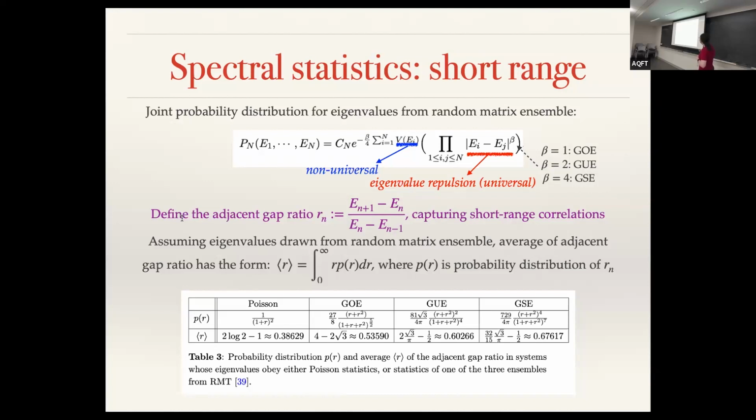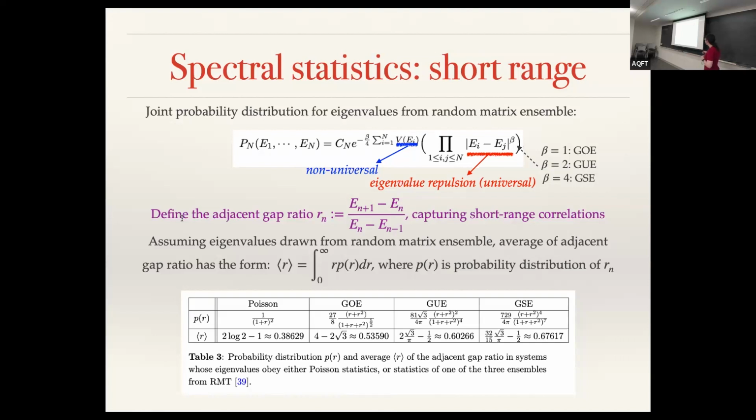Then we studied short range correlations by considering something called an adjacent gap ratio, which basically captures the statistics of nearest neighbor eigenvalues. So if we define this R sub n to be the difference between the n plus 1 eigenvalue and the nth eigenvalue divided by the difference between the n and the n minus 1 eigenvalue, there's a universal behavior of the distribution of this adjacent gap ratio for each of these three random matrix ensembles.